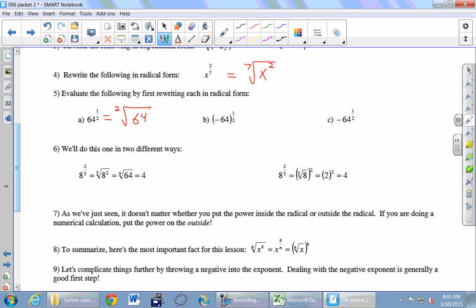It's on the exponent, right? 64 to the first power. Okay, so apparently 64 to the 1/2 just means square root of 64 to the first. How much is that? 8. Right? That's just the square root of 64. Yeah, so if we have numbers, then we want to clean them up as best we can.